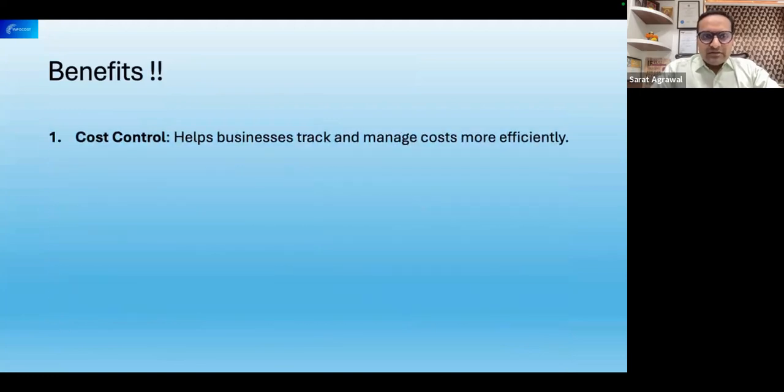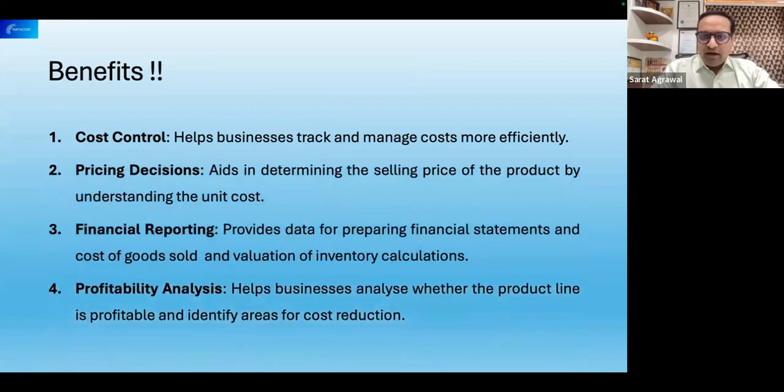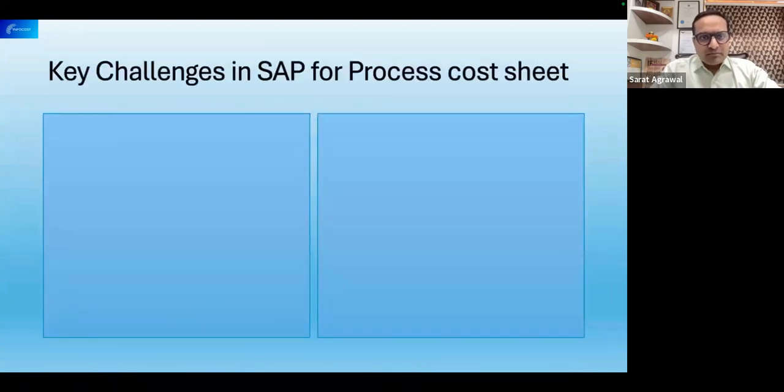So what are the benefits? The benefits are cost control, pricing decisions, financial reporting, and profitability analysis. These are the four most important benefits of our process cost sheet.